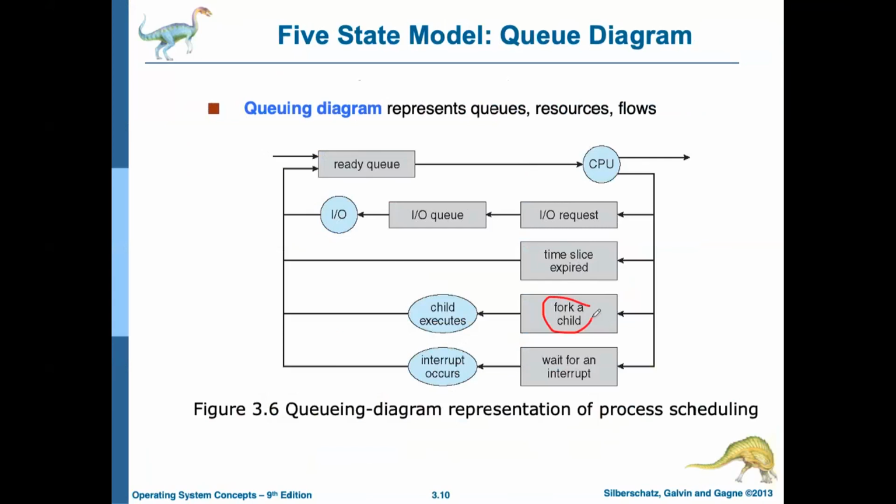Okay, child state. Parent state goes to, so they need to execute a fork instruction. Here they use fork as a verb. Fork a child, and then child, and also wait for an interrupt. So there is an interrupt instruction as well, to create another state. So this is what they call a queue diagram for the 5-state modeling. The queue diagram represents a process schedule.